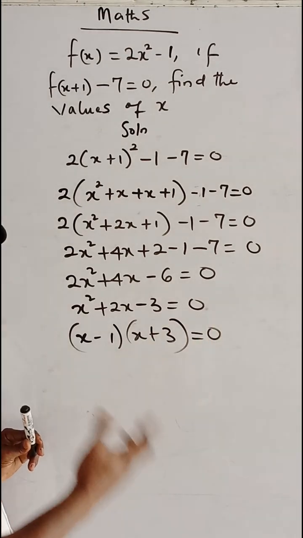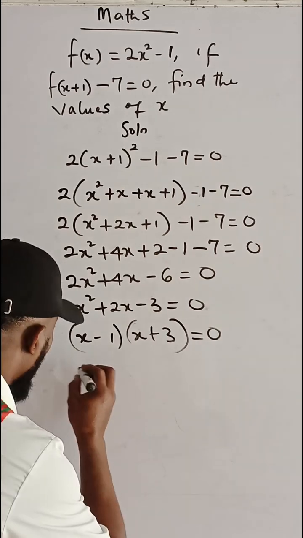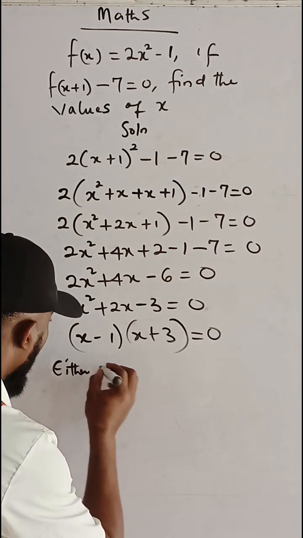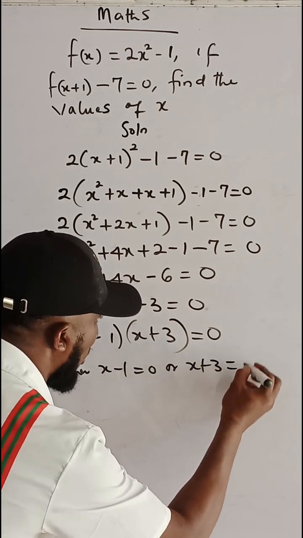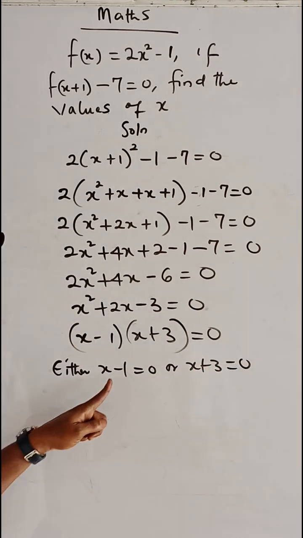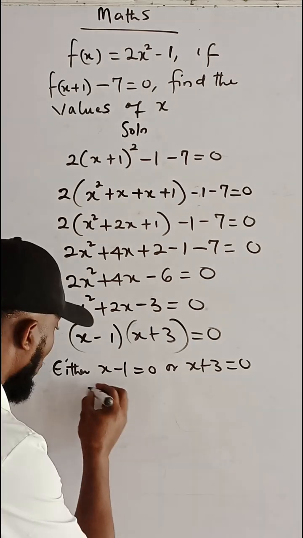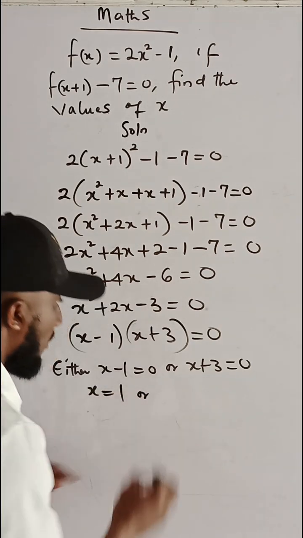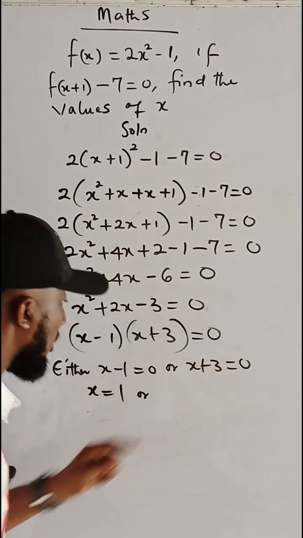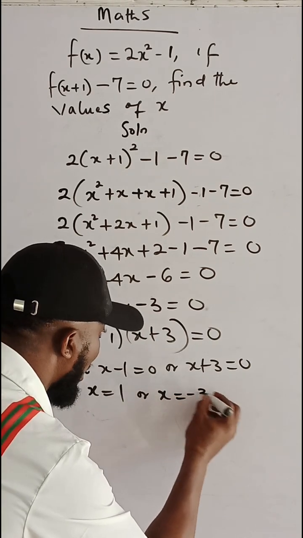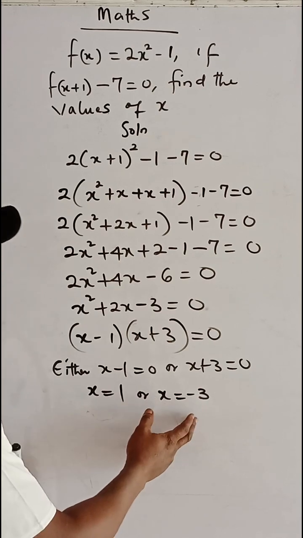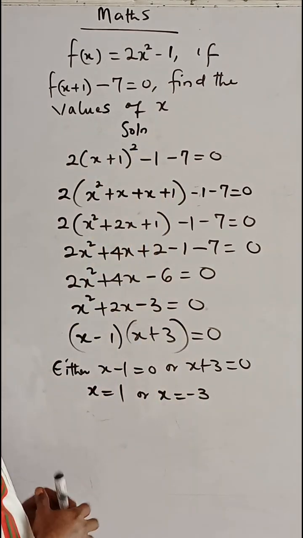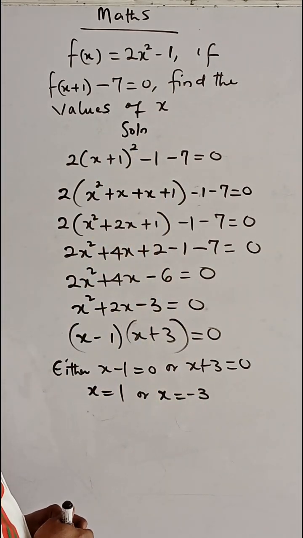So using the zero product property, either x minus 1 equal to 0 or x plus 3 equal to 0. So if I take negative 1 to the right, it becomes positive 1. If I take positive 3 to the right, it becomes negative 3. So as you can see, 1 and negative 3 are the values of x that satisfy this particular equation.